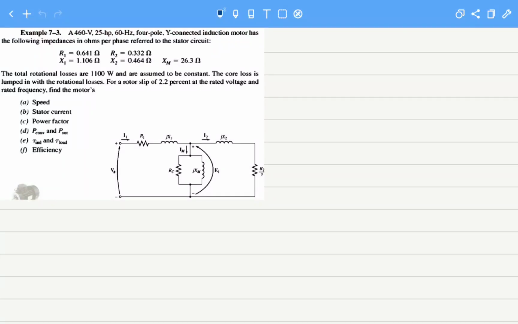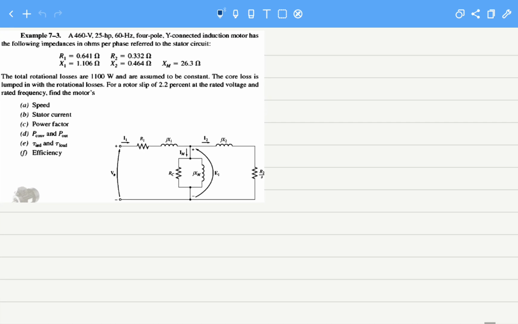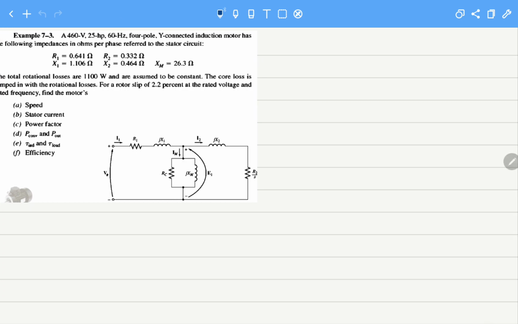In this question, we will be dealing with the approximate equivalent circuit of an induction motor. So what do we have? Here is the nameplate rating: 460 volt, 25 horsepower, 60 hertz, 4-pole machine. And so we can see that this is FE, and we have a 4-pole machine.